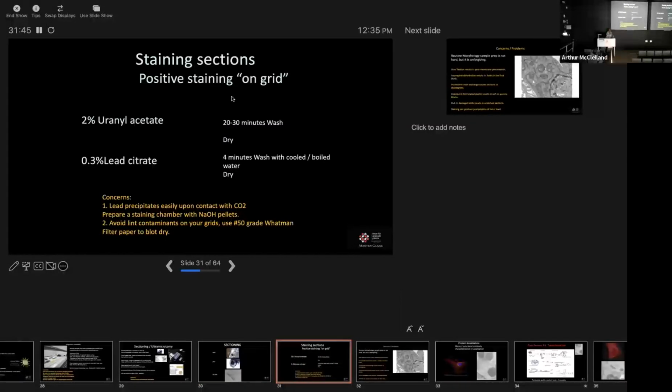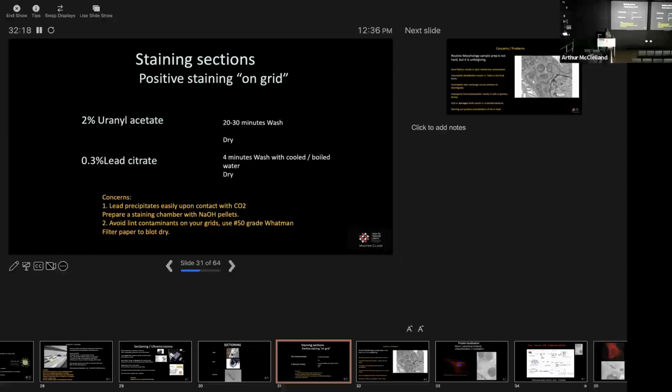All right, so then our post on-grid staining: 2% uranyl acetate, 20 to 30 minutes, wash, let it dry. Then 3% lead citrate, which we're going to wash with boiled water. We have to be very careful with the lead citrate because it's going to want to precipitate on contact with CO2, so make a special chamber to mount your grids and stain your grids in. You want to avoid any lint contaminants. Grease from your fingers, you don't want to touch the face of your block.